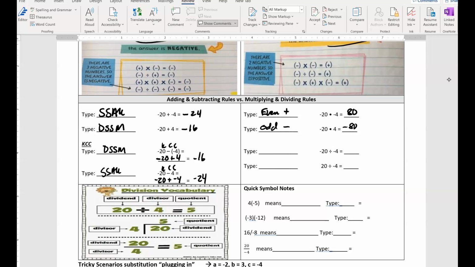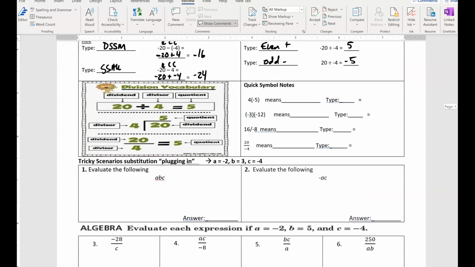And when I'm dividing, same rules. I have two negative signs, so that's even, positive, so that's positive 5. And one negative sign right there. It doesn't matter that 4 is smaller than 20. All you've got to do is count the number of signs, so odd and negative, so that's negative 5. Very, very simple, straightforward.